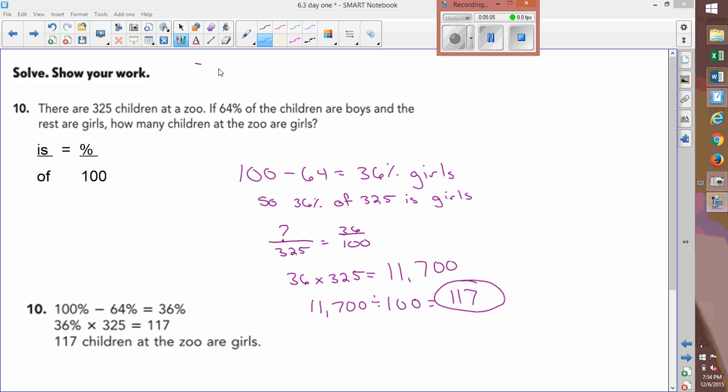Okay, there are 325 children at the zoo. If 64% of the children are boys and the rest are girls, how many girls are at the zoo? Well, you've got to find out how many girls there are first of all. So you take 100 minus 64%. That's going to give you 36% girls. So 36% of 325 is the girls. Set it up. You end up with 117. Again, the way that they did it here, they showed you that you subtract it out and then you do 36% times 325. Remember, if you're multiplying by a percent, it's always 0.36 times 325.